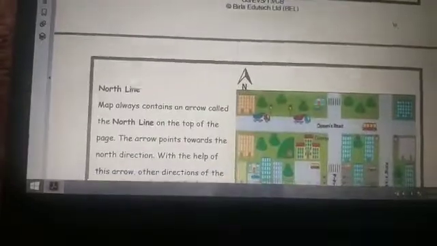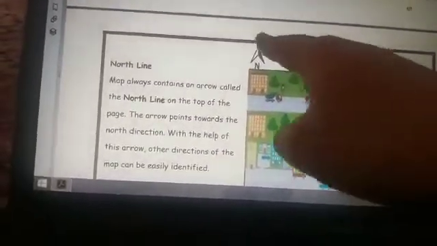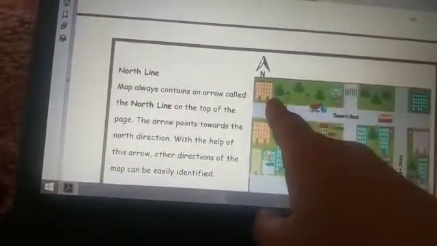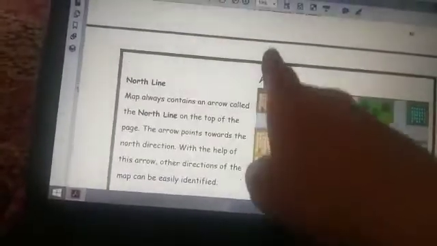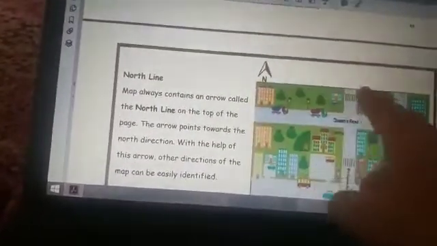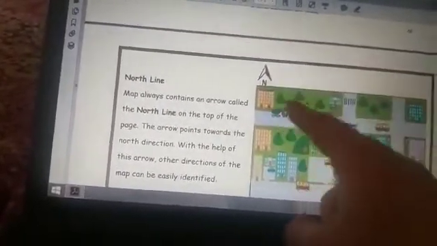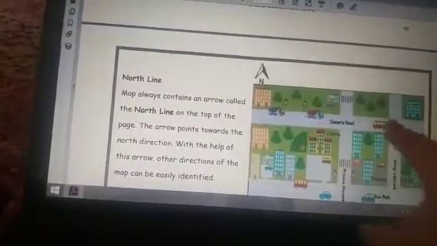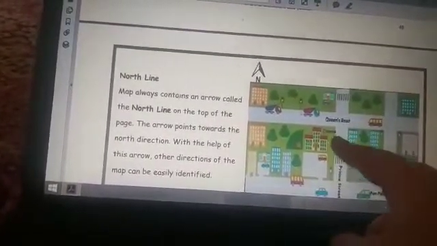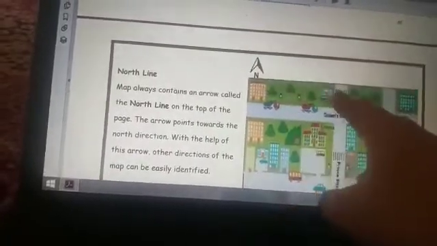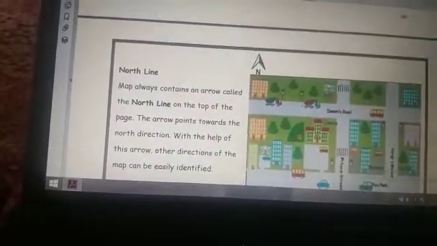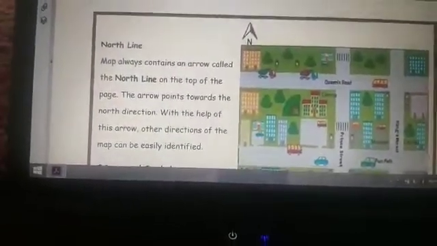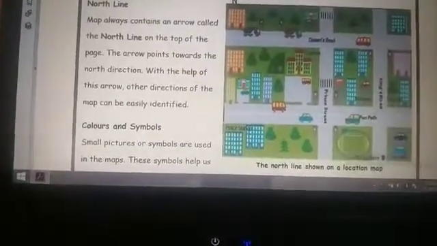Then we have the north line. You can have a look here. This is a north line. When you know that north is towards this direction, it becomes easy for you to find other directions also. So with the help of this arrow, other directions of the map can easily be identified. So this was the north line.